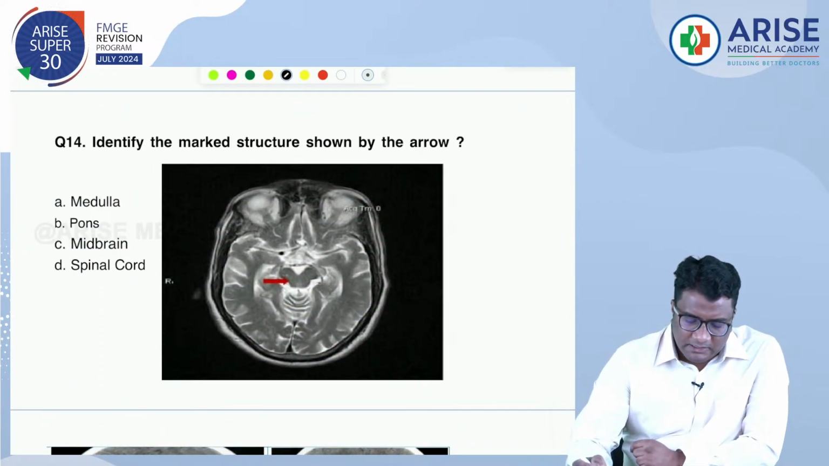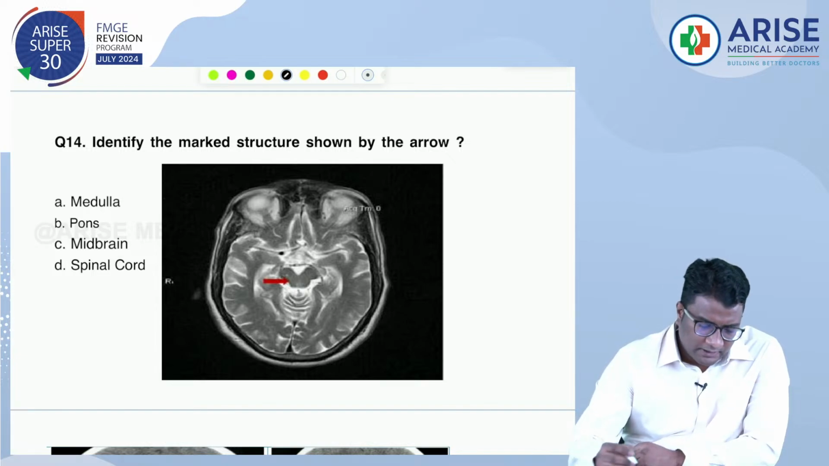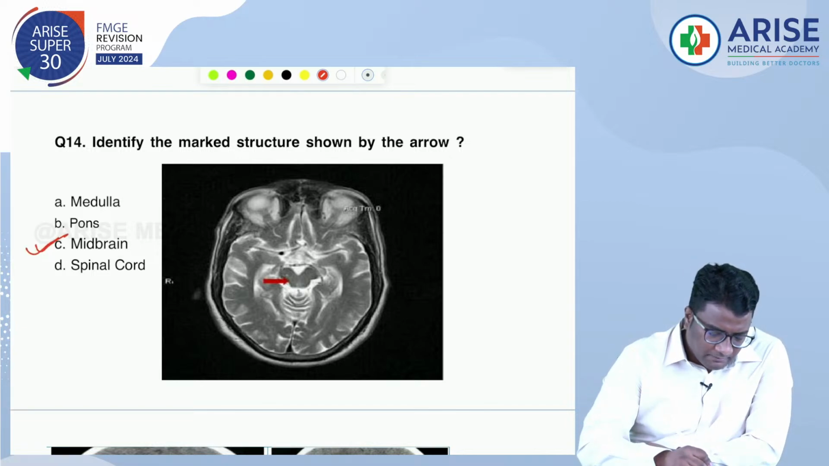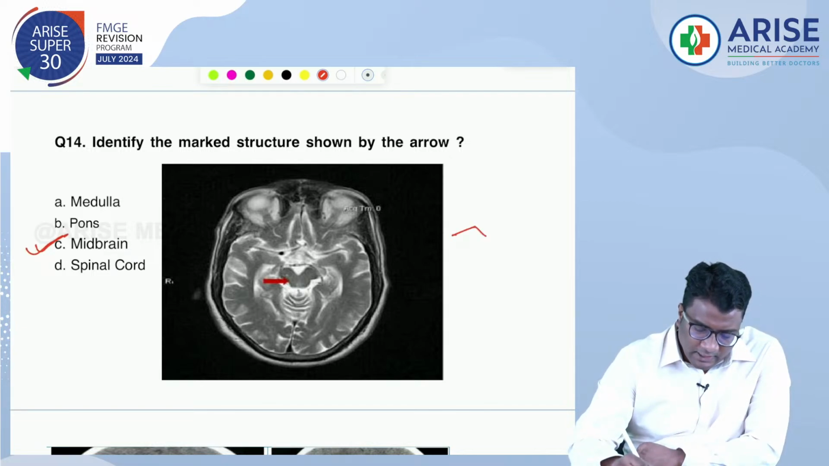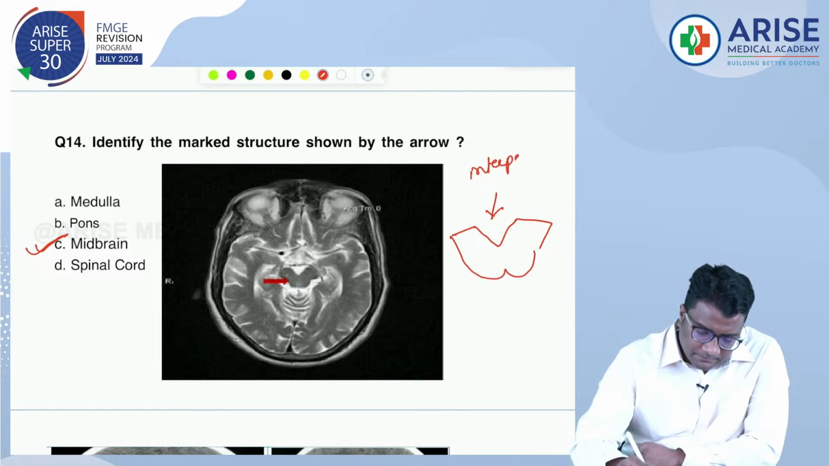What is this marked structure that is given here? Can you identify what is the marked structure on this image? Is it medulla, pons, midbrain, or spinal cord? What do you think is this structure that is shown here? Very good, Shanavaz, Gigi, Shirina, right? So this is a correct answer. This is your midbrain. So remember, midbrain will have the crus cerebri, the interpeduncular fossa.